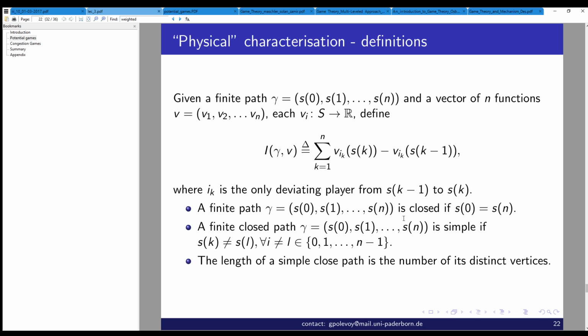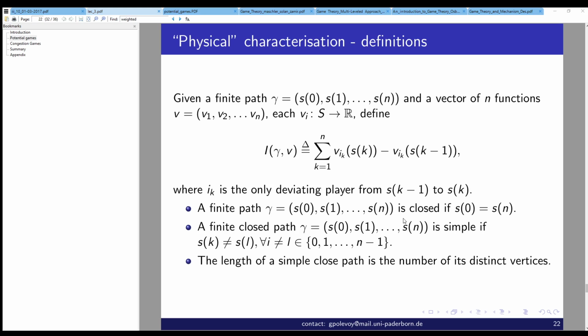Now, a finite path is called closed if its original point is equal to its final point. A finite closed path is called simple if only the original and the final point coincide and all the rest of the points are different. So s_k is different from s_l if k and l are any two different indices besides the first and the last, so we look only at the indices till n minus 1. And the length of a simple closed path is the number of its distinct vertices. So in the case of s_0 till s_n, it's n, because the number of distinct vertices is exactly n.